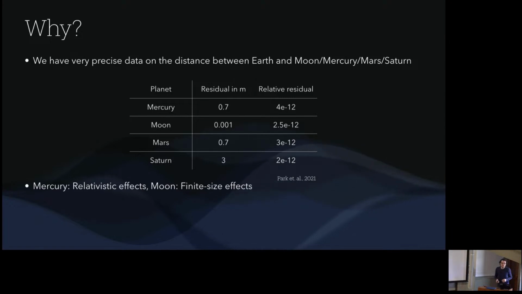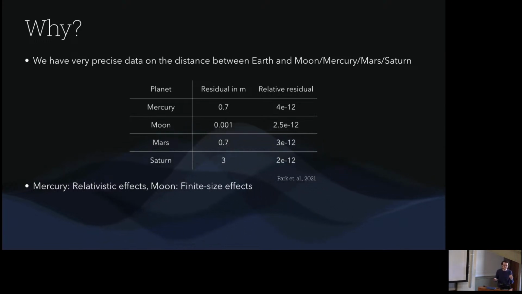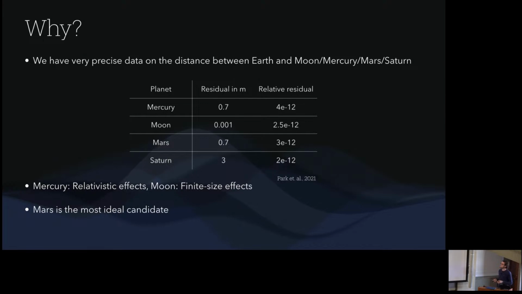Now, because Mercury has out of those the strongest relativistic effects, and for the Moon you have the finite size effects with the Earth, for our simple simulation it's best to look at Mars because it will be best described simply by our approximation of having just the Newtonian gravity and point masses. So it will be our most ideal candidate to study. And anyway, the residual is very similar for the other objects, as you can see.